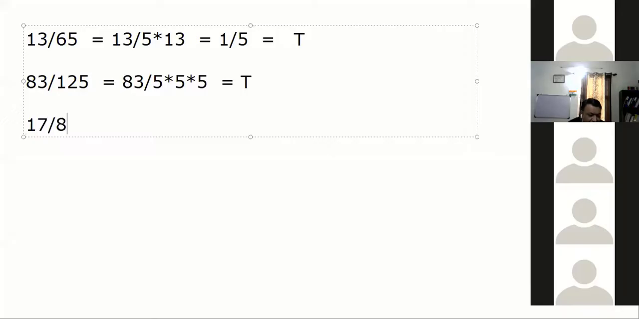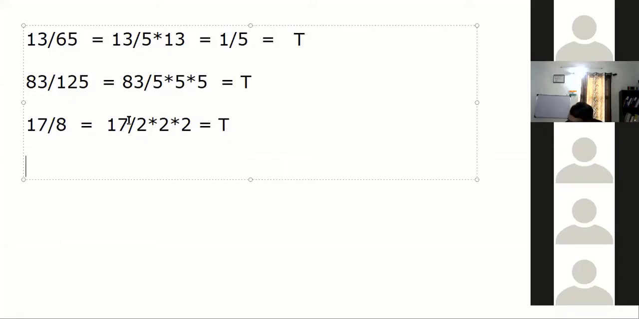Let me get from the book. 17 by 8. Tell me quickly. Just want to explain this. Why is it terminating? Just one, you are right. Explain how. 2 into 2 into 2. That's it. So the rule is अगर denominator 2 या 5 या दोनों के फॉर्म में है तो terminating.